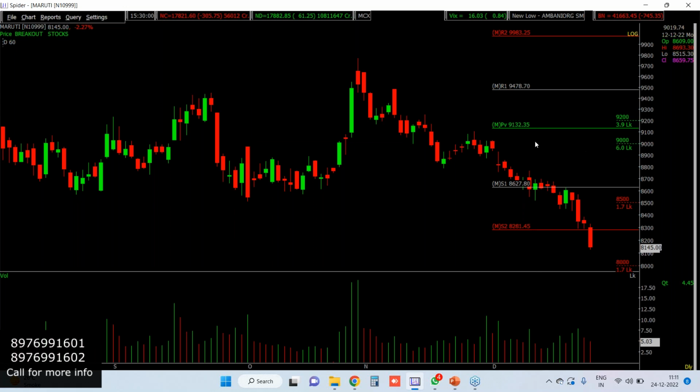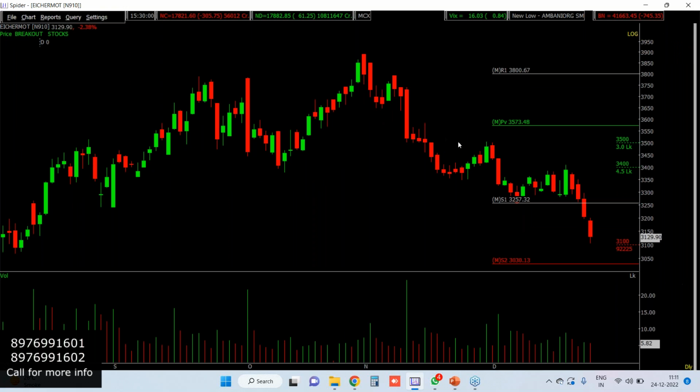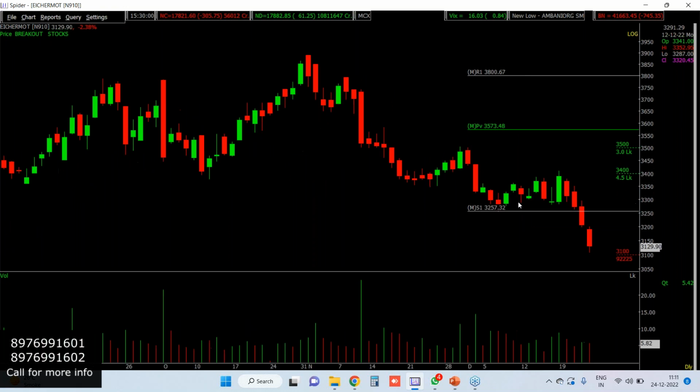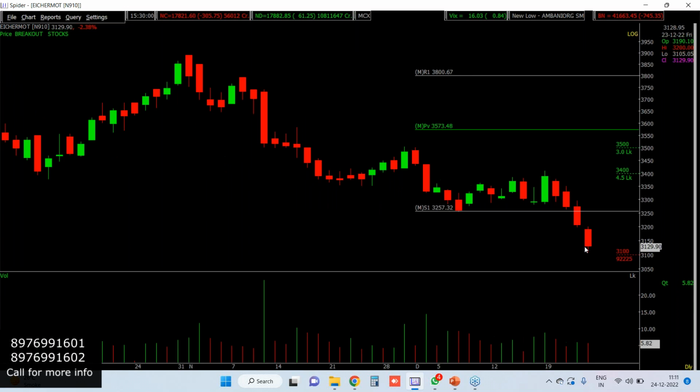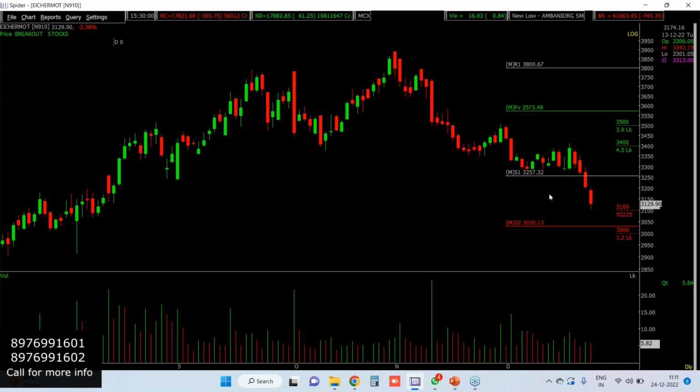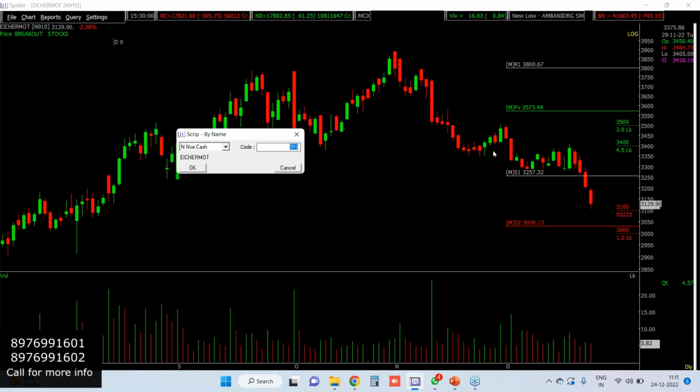I'll show you more examples. We will move forward to Eicher Motors. Eicher Motors tried, but it didn't break the level of 8257. Again, when it did the same, it is currently trading at 3129. I'm just showing you the examples right now, to show how the stocks move, or how it actually works.